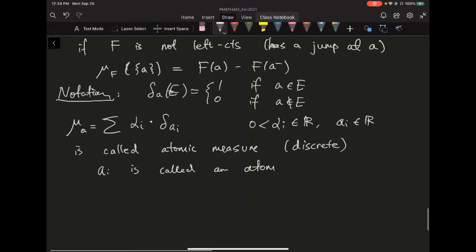All right, so basically what we can do is the following claim. Suppose I have some f which is increasing and right continuous.